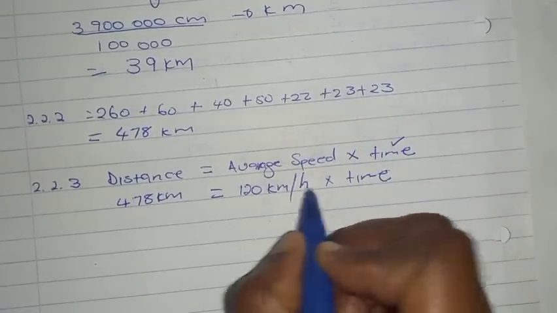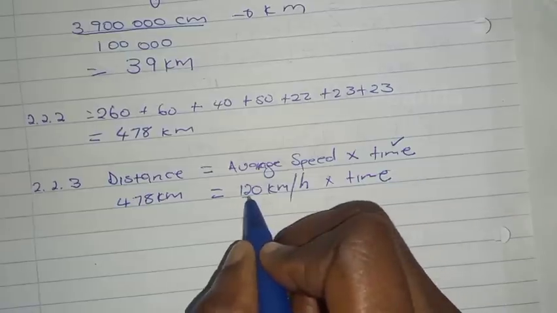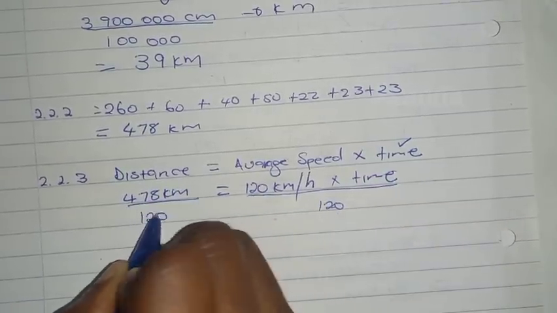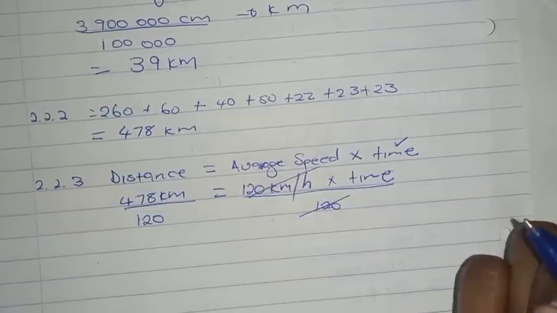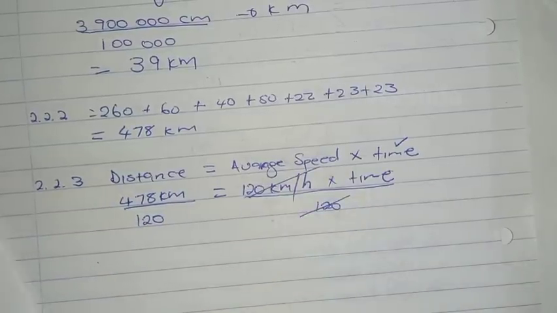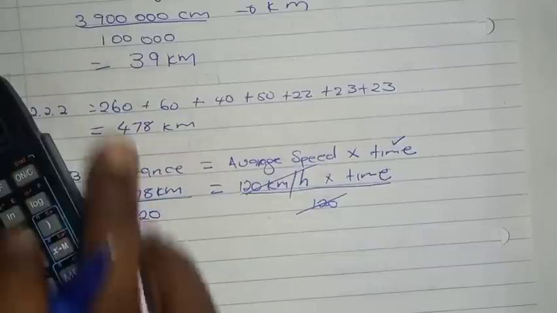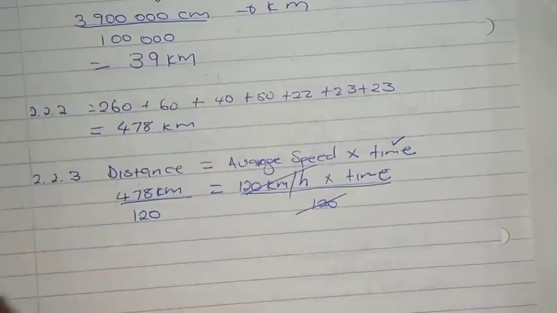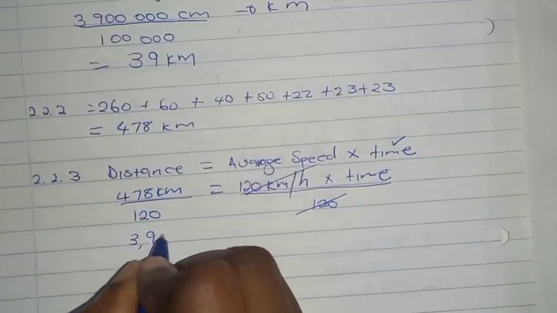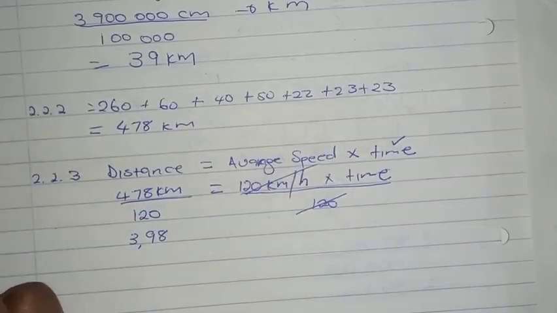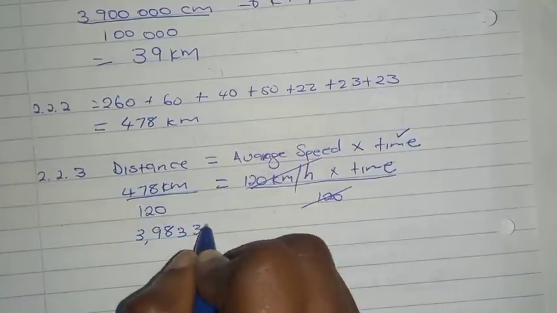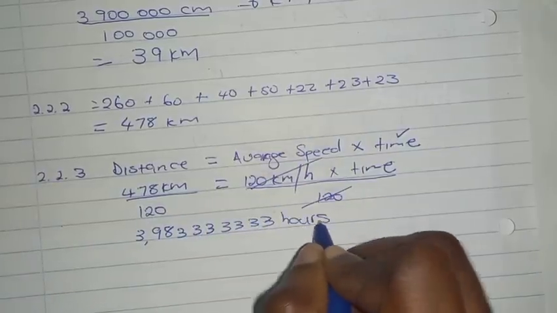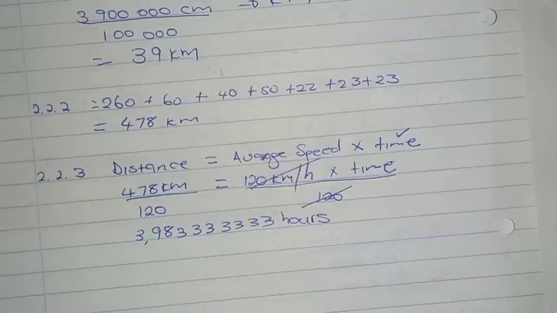And so 120 kilometers per hour times time, I'm just going to divide this side by 120, and I'm going to divide this side by 120. Then the drive is going to be 478 divided by 120. It's going to be 3,98 (repeating) hours. So this is how long the drive is going to be.